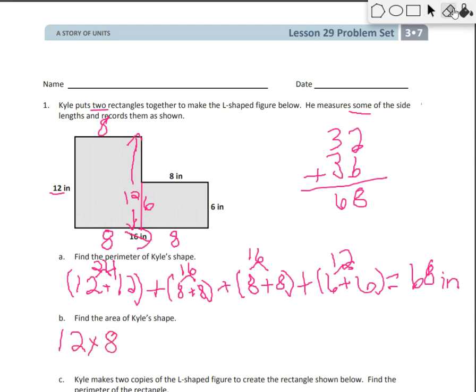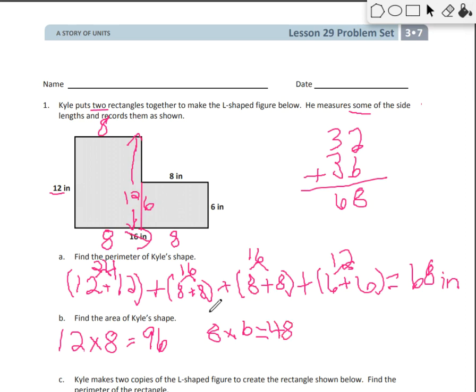I know that our 12s are kind of a work in progress because they are bigger. Remember, you can always start at 10 times 8 and then add 2 times 8 to your answer. 12 times 8 is 96. And here we have 8 times 6, which is 48.